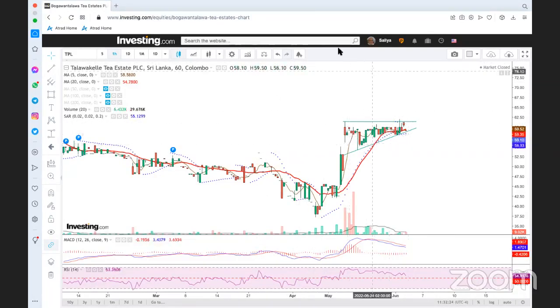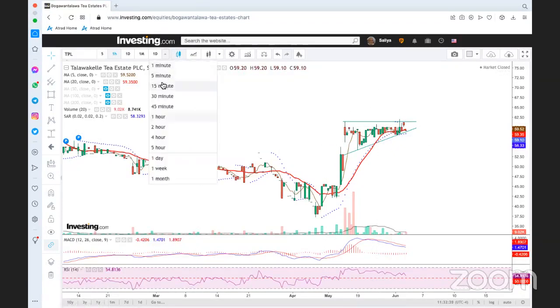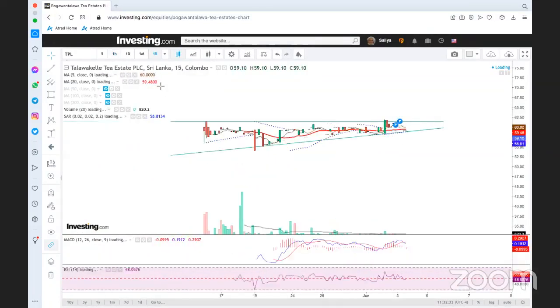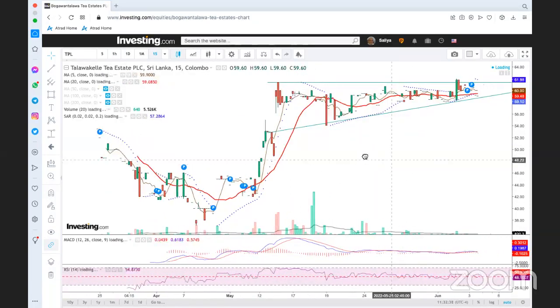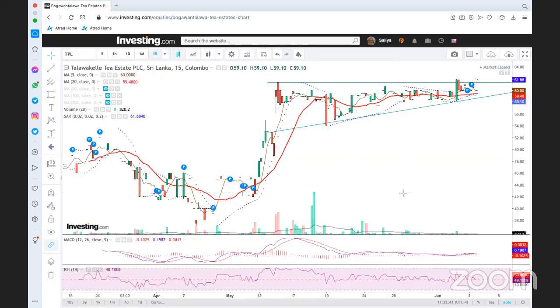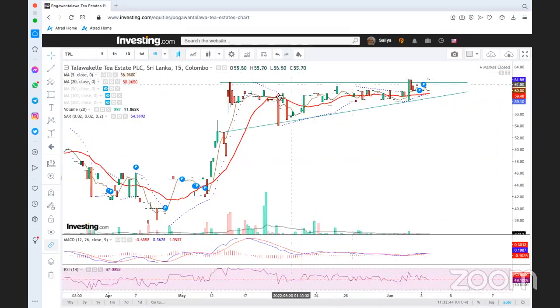You can also go to a shorter time frame chart. Here you have the 15-minute chart. In the case of the 15-minute chart, you can see that it is bearish, even though it's still within this pattern trying to build up. On that 15-minute chart, we can see that the MACD has crossed below the signal line, and the RSI has crossed below the 50-point line.